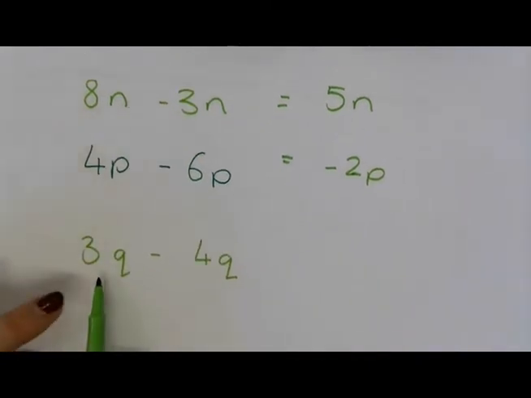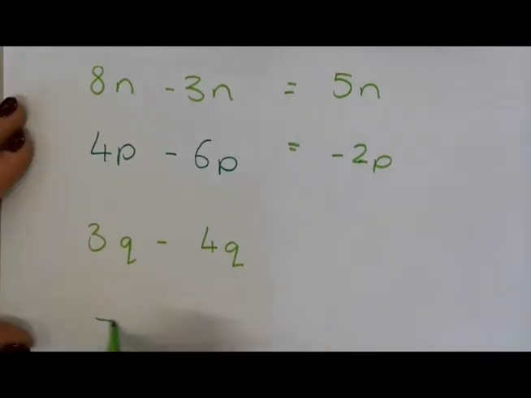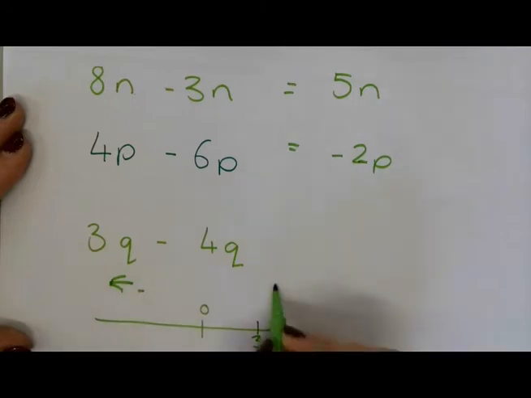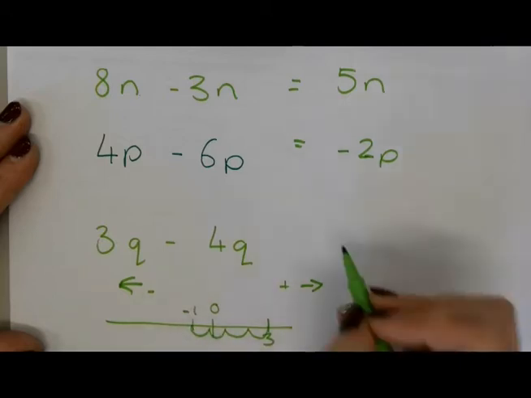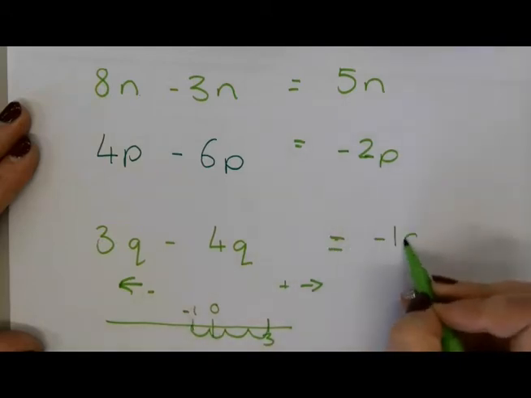And again, here we've got 3q subtract 4q. If we've got on our number line 0 here, 3q is our starting number, so we'll put it up here at 3. We're subtracting, so we go subtract that way, plus that way. We're subtracting 4. So we're going 1, 2, 3, 4, which is going to lead us down to negative 1. So it becomes negative 1q.